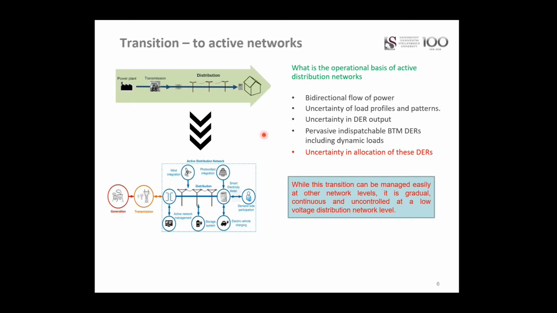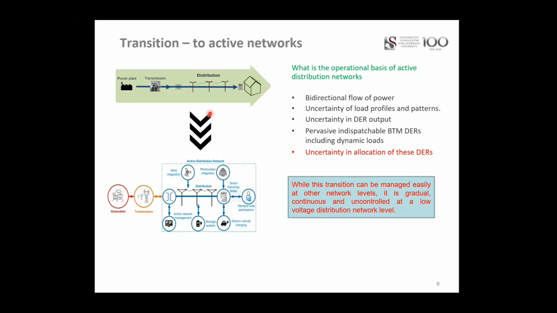So one thing that I find very interesting is that while this transition can be managed in a relatively easier manner at other network levels, at low voltage networks it's very gradual and continuous as well as uncontrolled. This is to say that the guys who want to install PV on your distribution network are not waiting for you to develop a new network and tell them, so that they can connect. They are connecting on the originally passive network, which was not designed for those connections. So they are transforming your grid into an active distribution network, which therefore impacts its performance.